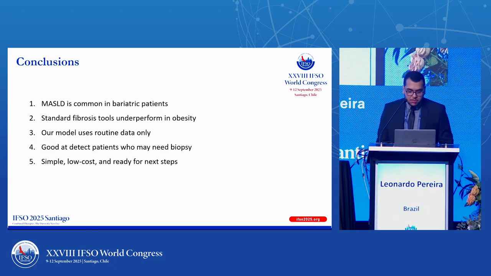Now, summarizing the key points: MASLD is highly prevalent in bariatric patients, and fibrosis can progress silently. Current non-invasive tools have low accuracy in the bariatric population. Our model used routine variables and showed good predictive value for identifying fibrosis. The model may be a practical and low-cost approach that can help triage patients for further testing, like biopsy. We are still refining the model, but it already shows promise for real-world use. Thank you for your attention.